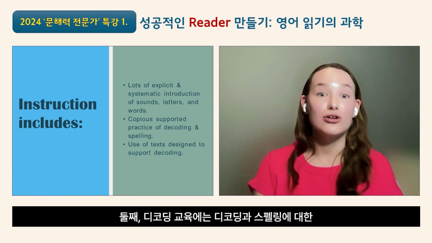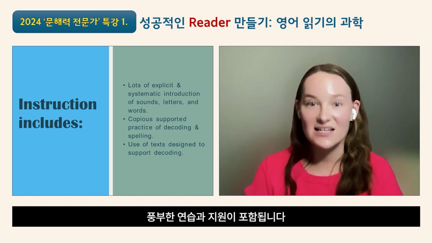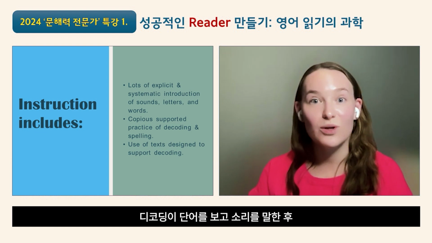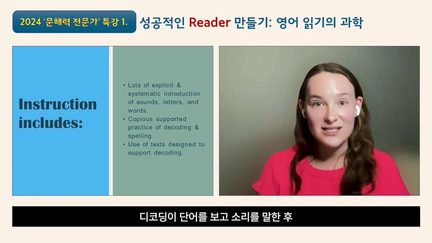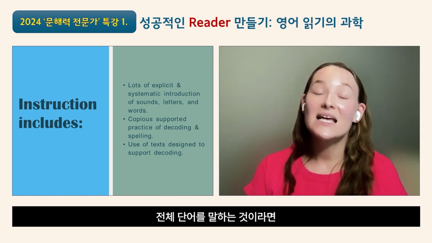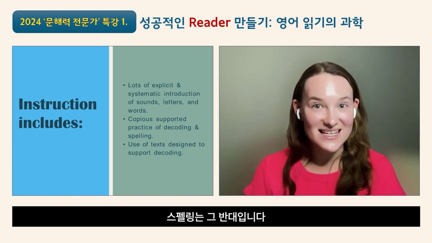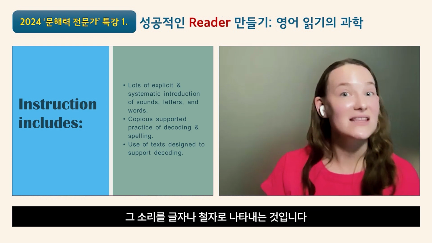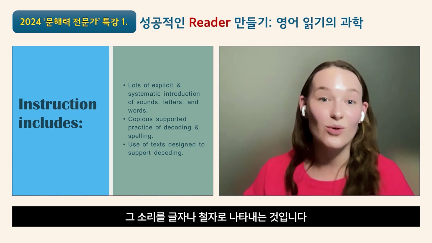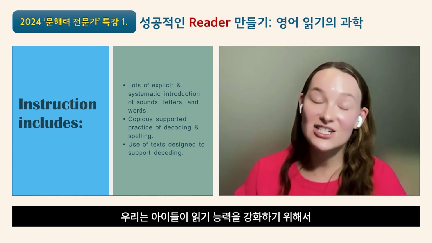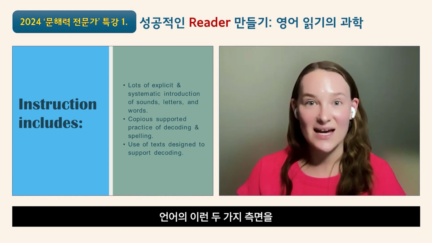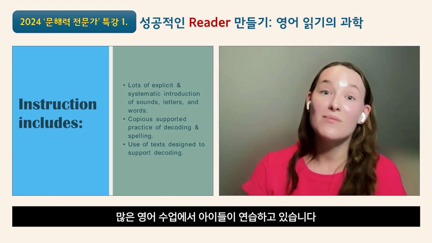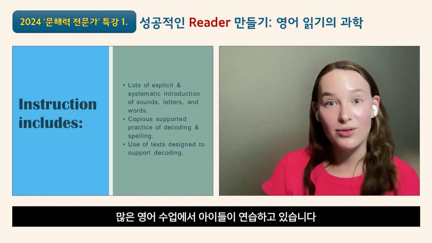Second, instruction includes copious supported practice of both decoding and spelling. Decoding is, of course, when we're looking at a word and saying the sound and then saying the whole word. Spelling is pretty much the opposite. It's when we say a word, hear each sound, and then represent those sounds with a written spelling or letter. We know that we need children to practice both of these aspects of language in order to solidify their skills in reading. So many English classrooms have children practicing both.